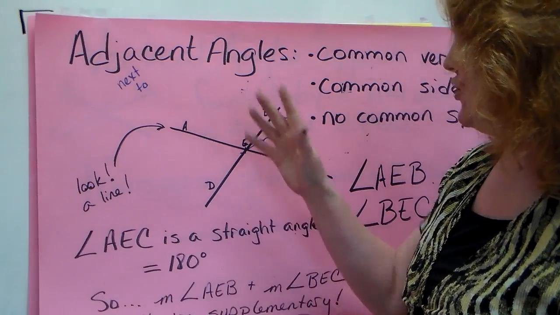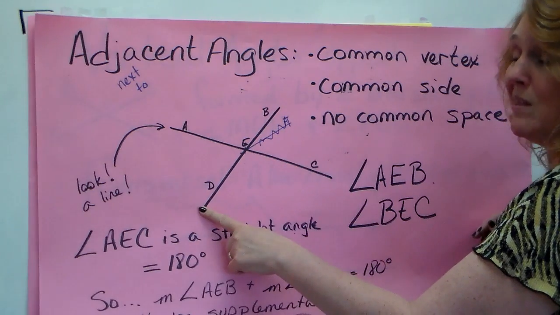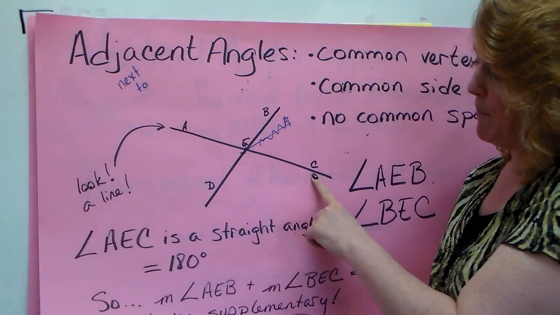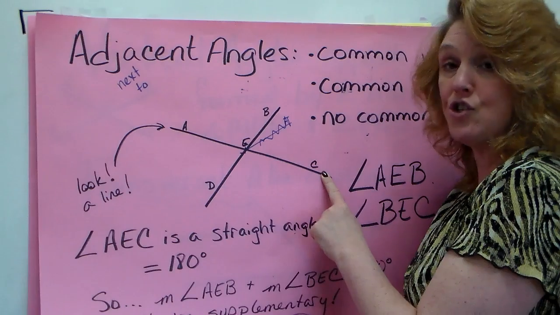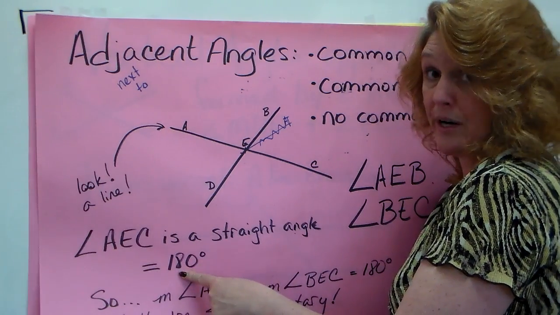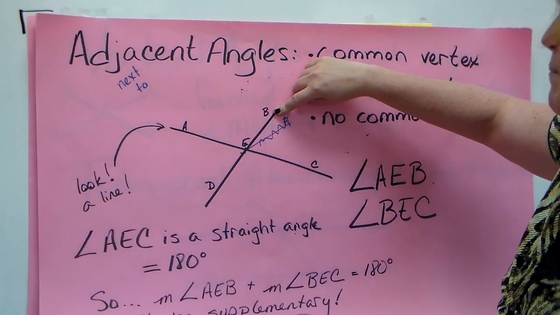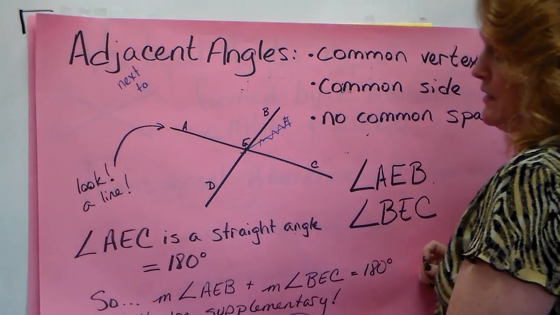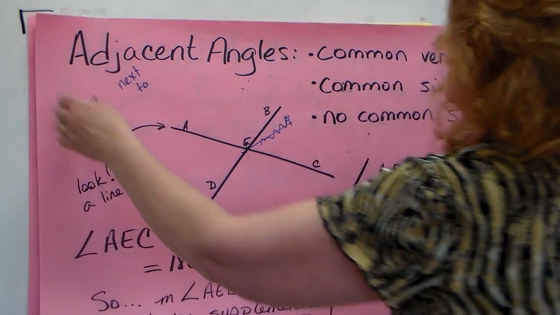Now, the cool thing about adjacent angles, when they're formed with two lines that intersect, is that you end up making a straight angle. Angle AEC is a straight angle. It's a straight line. It's 180 degrees. So the measure of angle AEB plus the measure of angle BEC equals 180 because they're supplementary. Remember that from yesterday, day before? Yesterday.